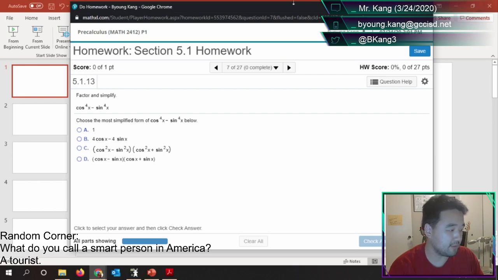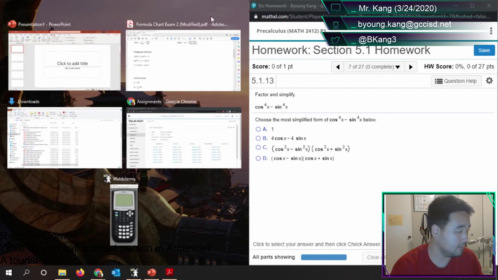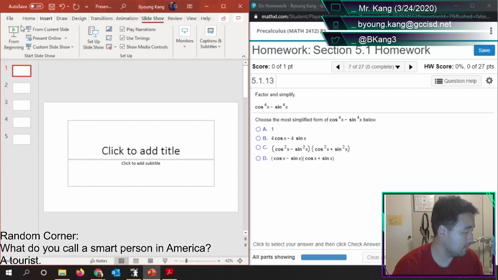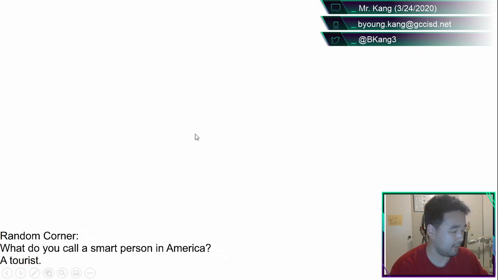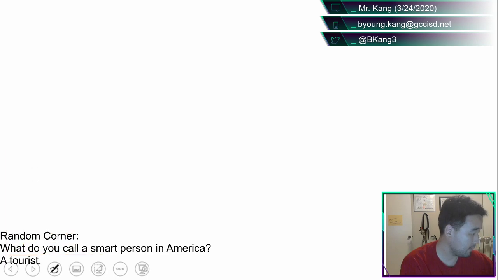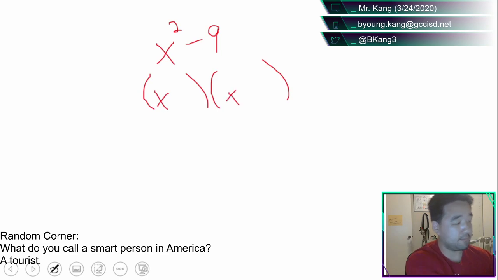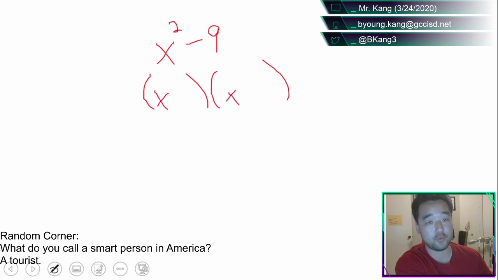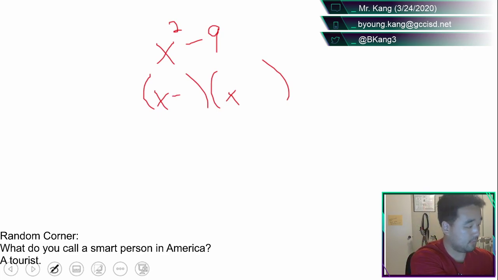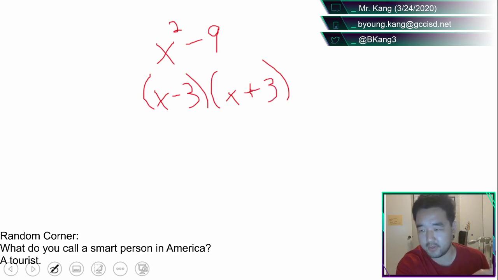Okay, so for this problem, cosine to the 4th minus sine to the 4th. Here, let me pin this off to the side. Let's just work it from here. This is actually kind of an adaptation of, if you just pretend you have x squared minus 9. This is a special type of factoring called difference of perfect squares, because when you want to factor this, both x squared and 9 are perfect squares, square rootable into an integer or a whole number. So this would factor into x minus 3, x plus 3. All right, so that's basic algebra. We knew that already.